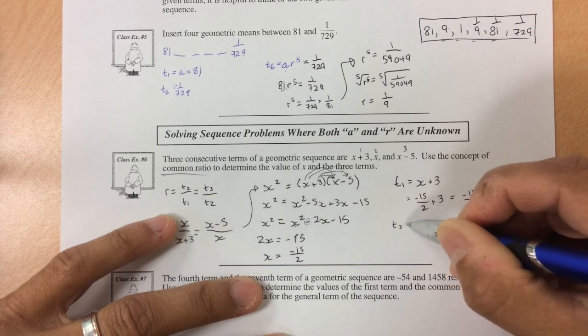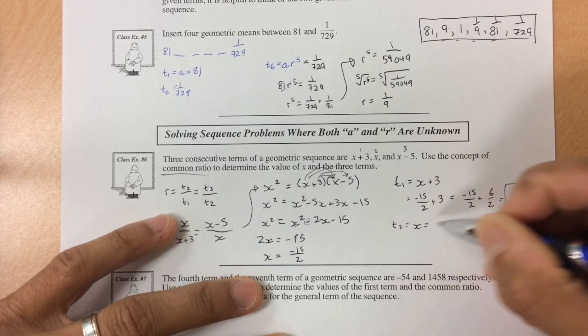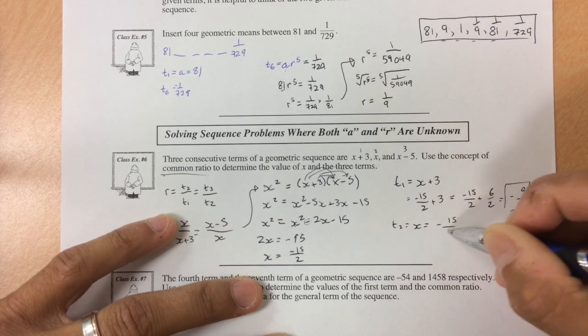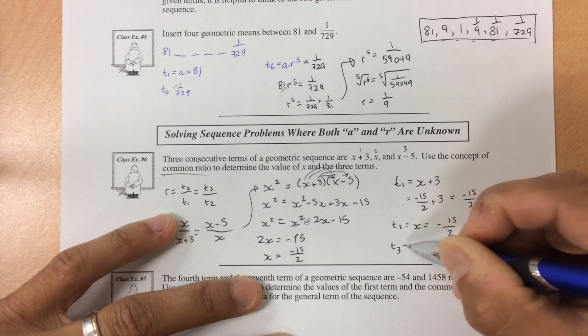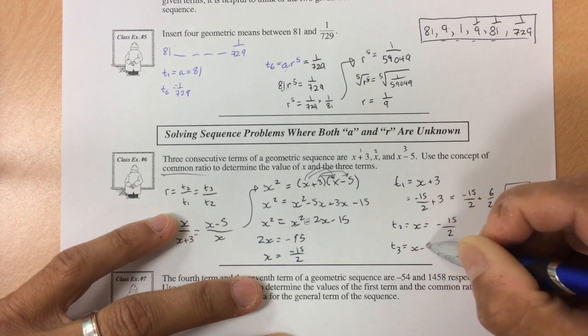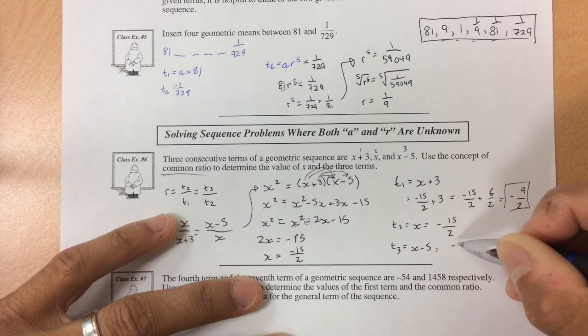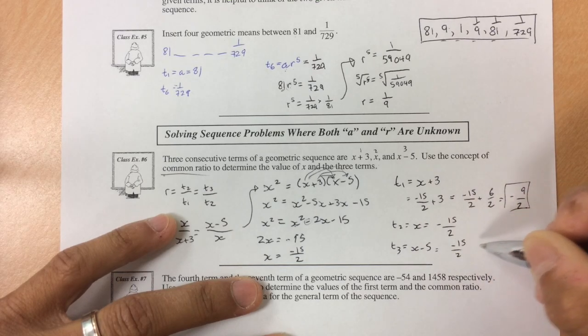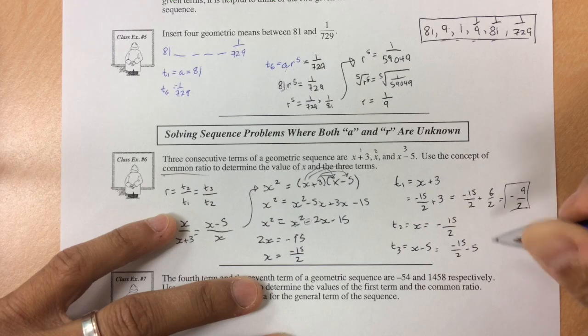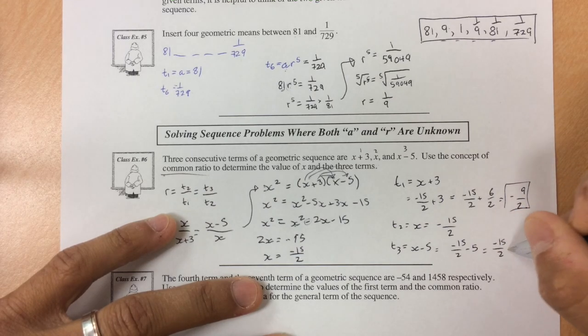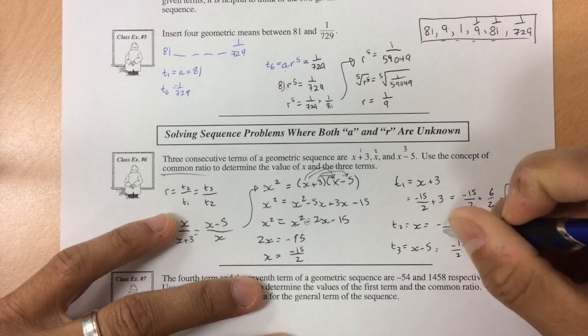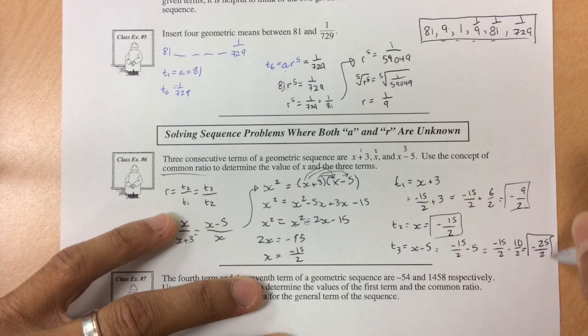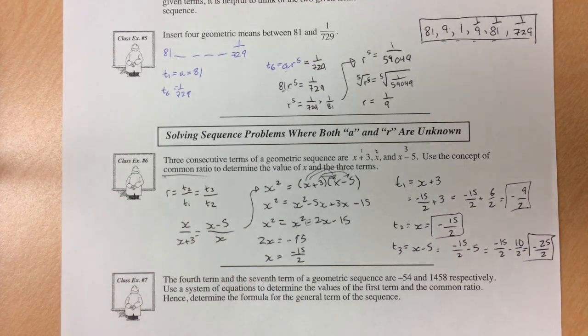My term 2 is just equal to x, so that's just equal to negative 15 over 2. And term 3 is equal to x minus 5, or negative 15 over 2 minus 5, or negative 15 over 2 minus 10 over 2, which is equal to negative 25 over 2. And I should square that. And those are all my values of x.